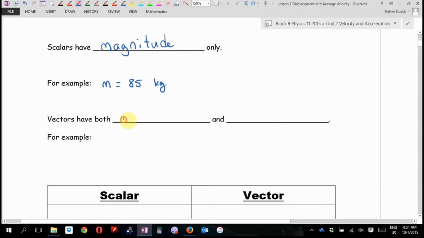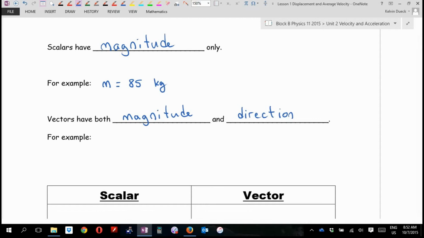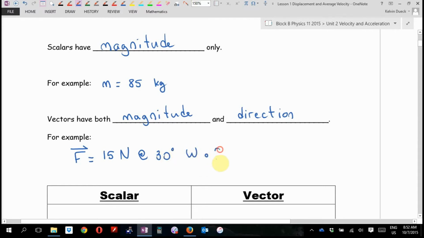Vectors have both magnitude and a direction. Velocity is a vector. Force is a vector. Direction, if it's a vector, makes a huge difference. So, for example, we'll use force, put a little half arrow above it, and I'll explain to you what that means later if you don't know. The force might be 15 newtons at 30 degrees west of south.